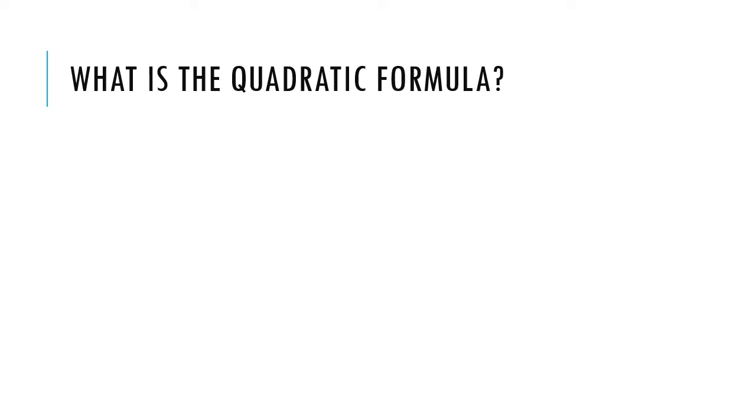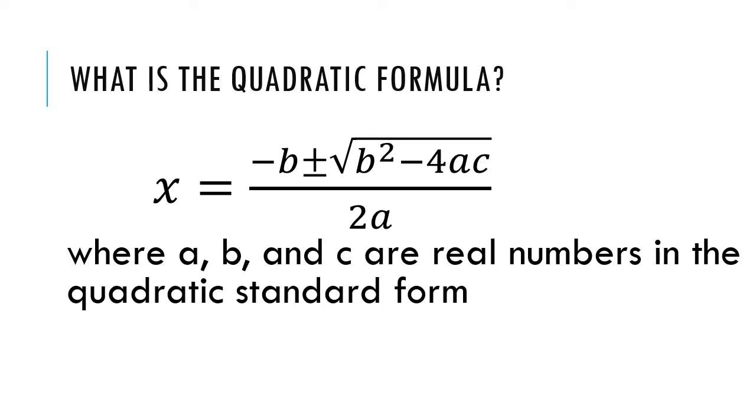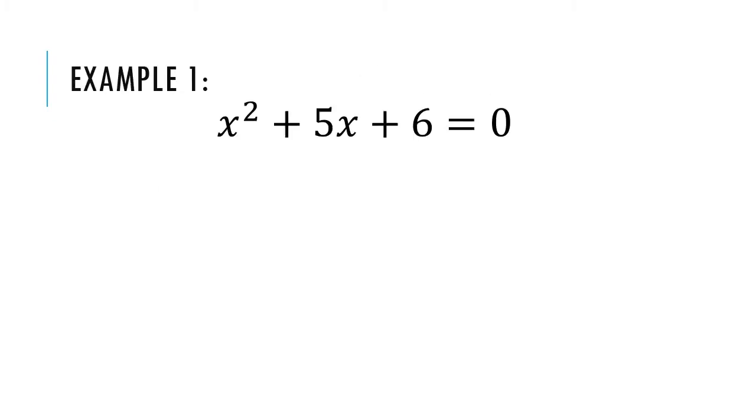So what is the quadratic formula? The quadratic formula is a formula that we can use to solve quadratic equations to find the x values, or the roots, or the solutions, which is x equals negative b plus or minus the square root of b squared minus 4ac, divided by 2a, where a, b, and c are real numbers in the standard form of the quadratic equation, ax squared plus bx plus c.